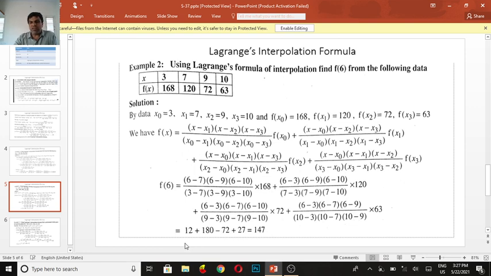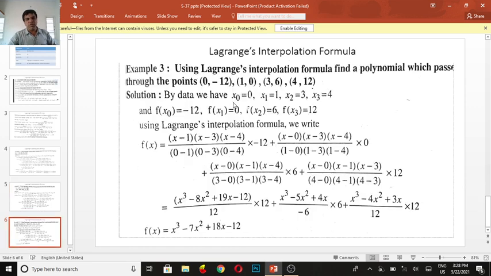So totally we get 12 plus 180 minus 72 plus 27, which is equal to 147. Certainly this value lies between 168 and 120, at the beginning of the interval. It is not necessarily in between, because with unequal intervals it may lie anywhere in the tables. We come to one more problem.